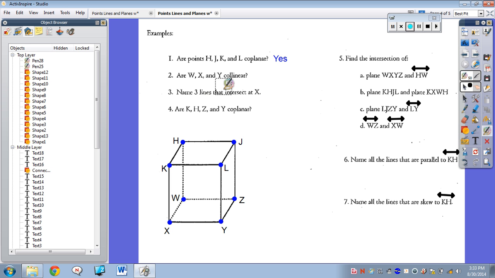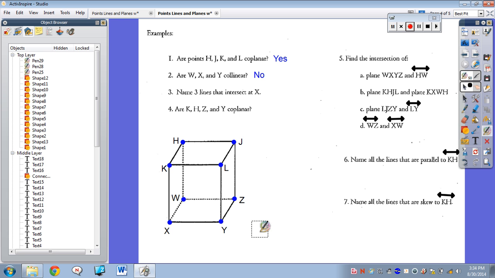Are W, X, and Y collinear? Collinear means on the same line. So you've got W and X, which are definitely on this line. And then Y and X are on the same line. And W and Y are on the same line because you can draw a line through those two. But are all three of these on the same line at the same time? They are not. Y would have to be over here, and then a line could be drawn through all of them in order for them to be collinear. Now they are coplanar because these three points are all on the bottom plane.